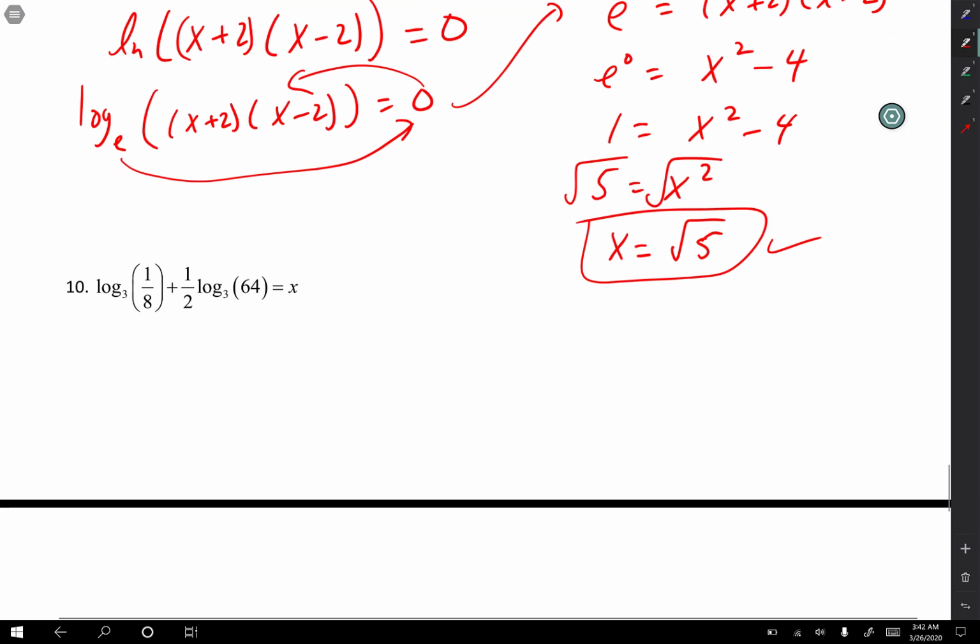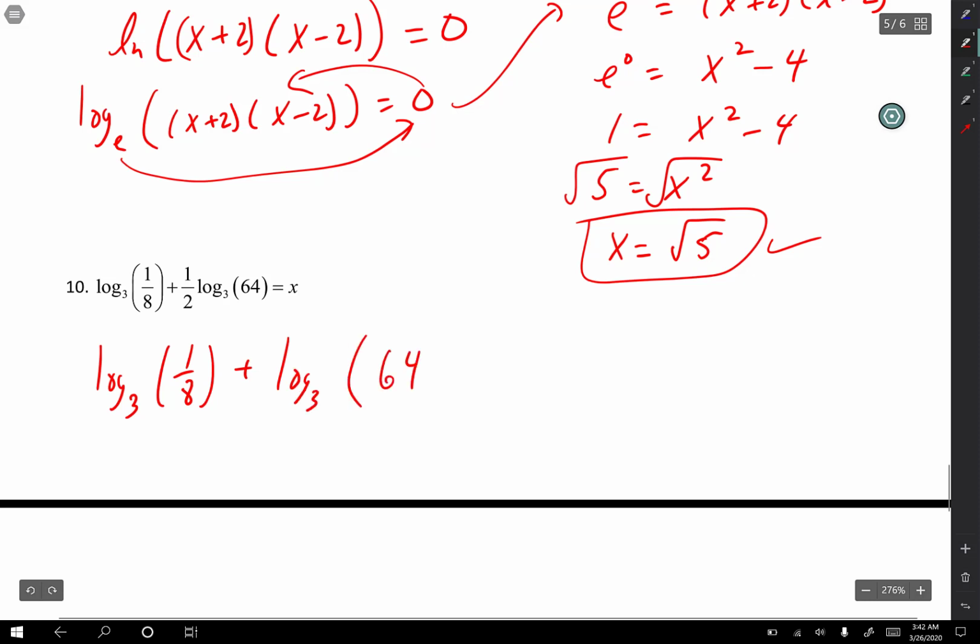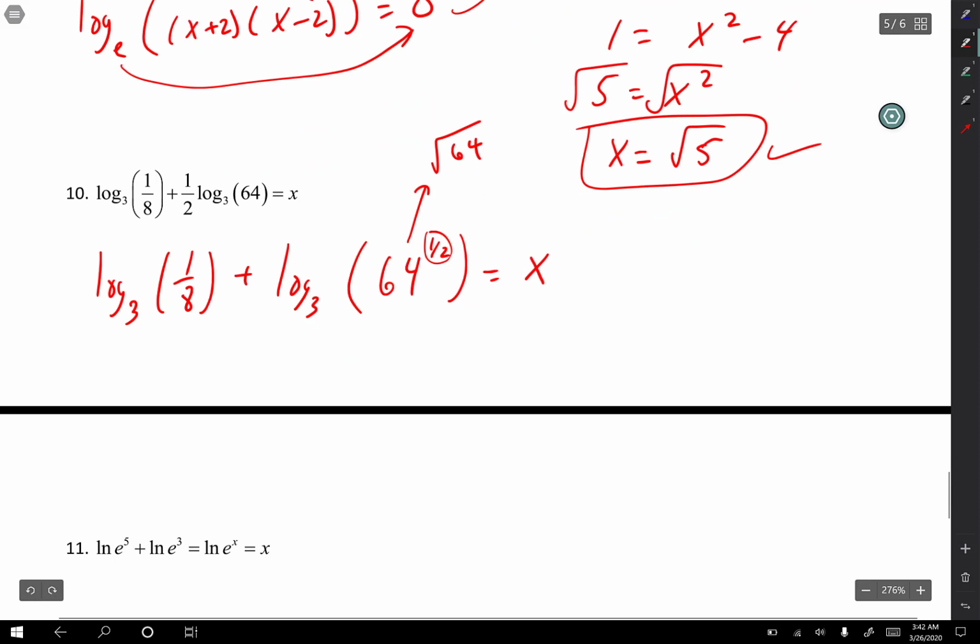Okay, so I have a plus here with a half. So let's see, log base 3 of 1/8, and I'm going to bring the half over. So I'm going to write plus log base 3 of 64 to the power half equals x. All right, this right here, remember, laws of exponents, this right here means square root of 64. So the square root of 64 is 8. So log base 3 of 1/8 plus log base 3 of 8 equals x.